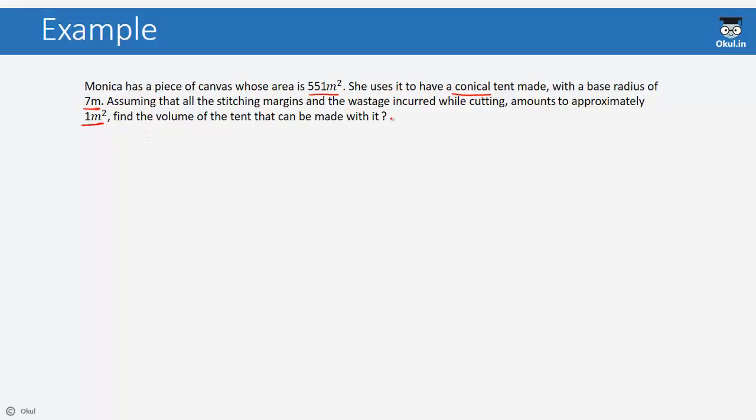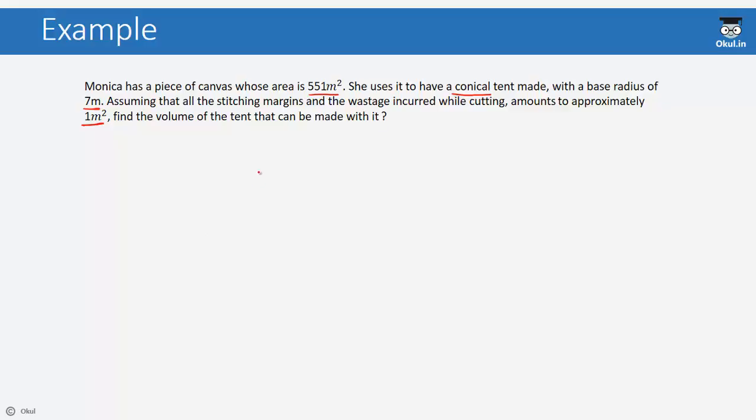So we see that in the given question we have been given the base radius of that cone, and we have been given the curved surface area of the cone. Why are we given the curved surface area? Because we are talking about the area with which the tent is made, and here we are not including the base of the tent. By this we will be able to calculate the third quantity. We are also given the wastage amount as 1 meter square, which we'll subtract in the calculations.